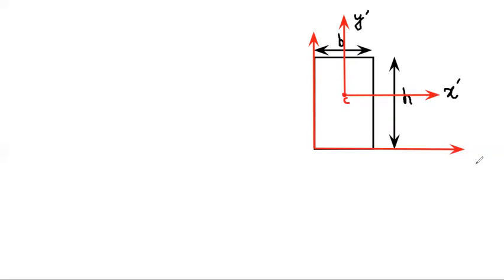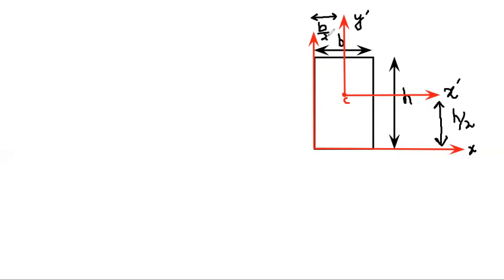The distance between this x-axis and the centroidal x-axis will be equal to half of the height. The reason is that the centroid lies at the geometrical center. This total distance is h, therefore this distance will be h by 2. Similarly, the distance between the centroidal y-axis and the y-axis will be equal to b by 2.